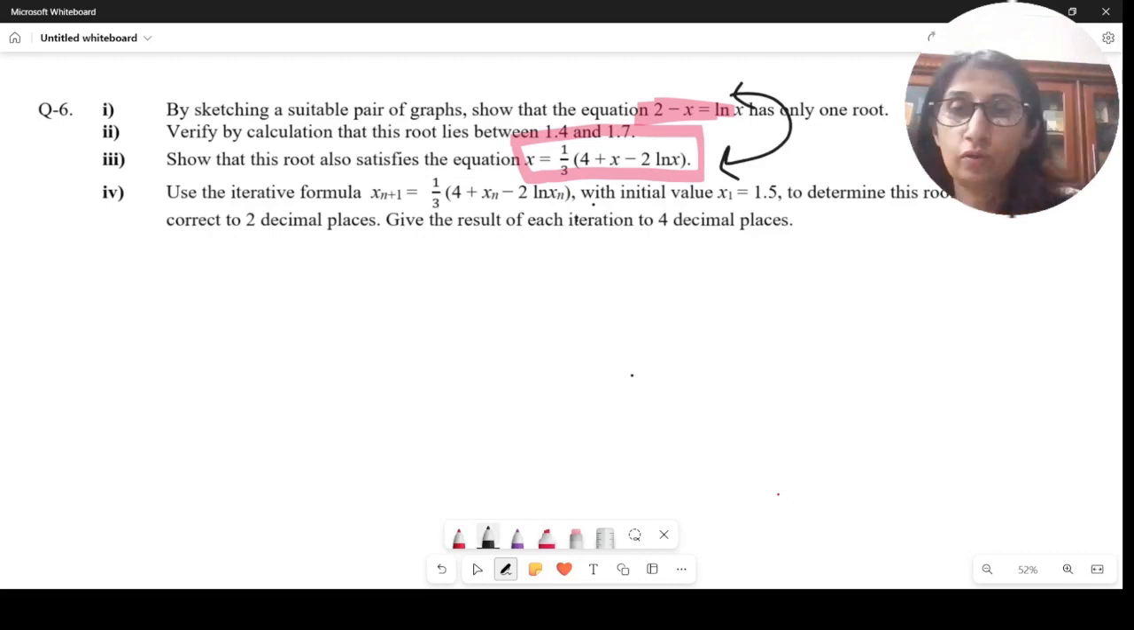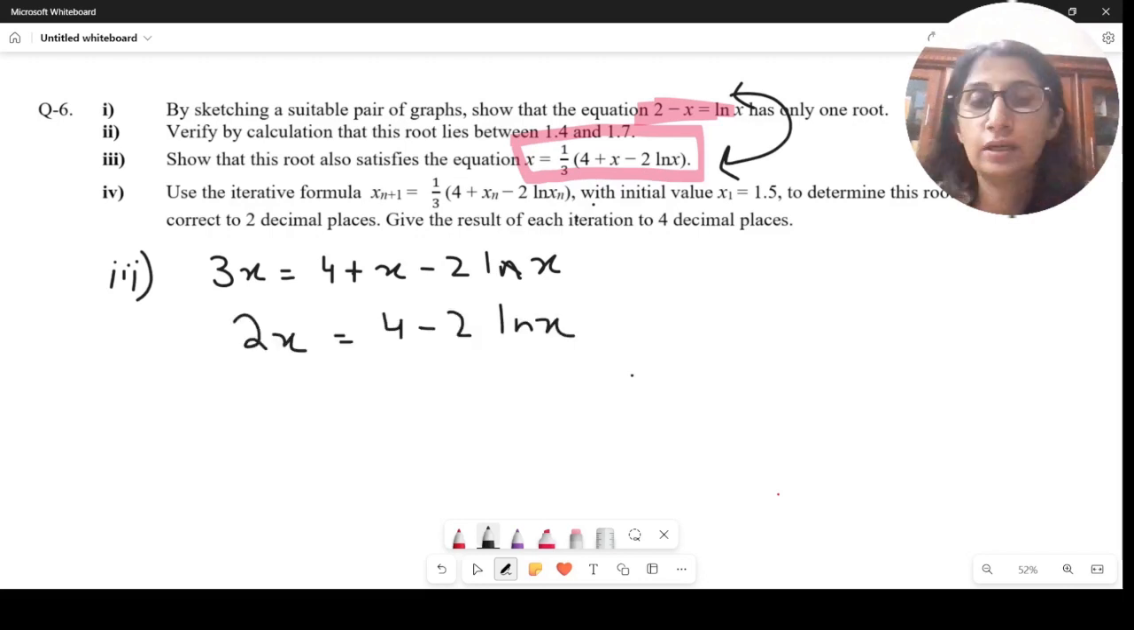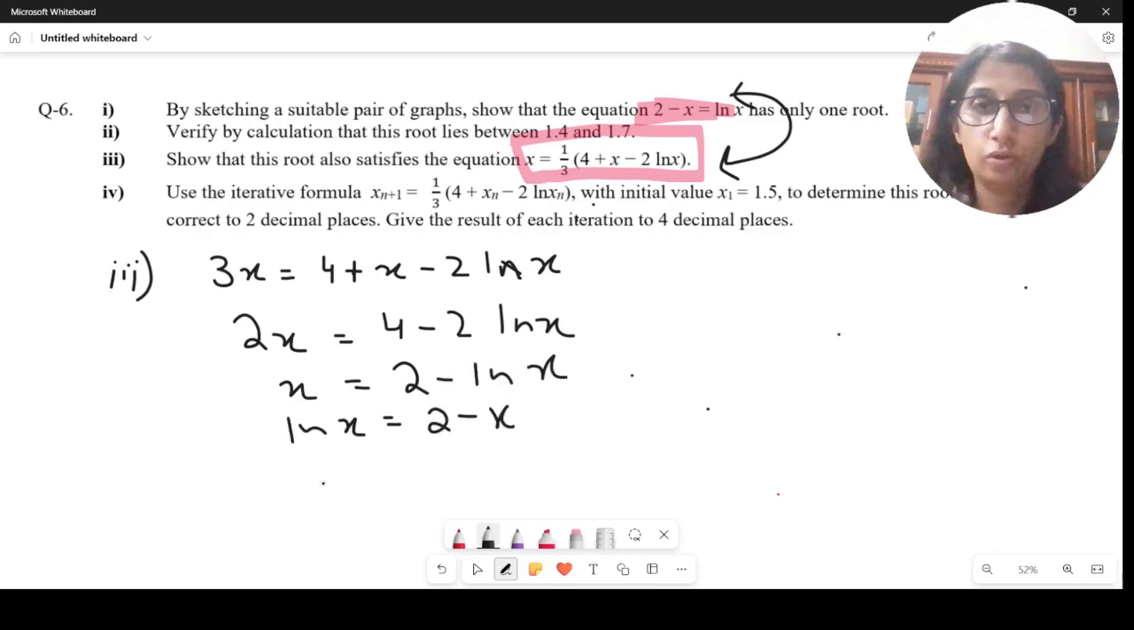So I'm going to rearrange 3 and get the equation in part 1. I'm sending 3 to the other side. 3x equals 4 plus x minus 2 ln x. So that becomes 2x equals 4 minus 2 ln x. That becomes x equals 2 minus ln x. So ln x equals 2 minus x. So you've shown that these two are actually the same equation. So of course, whatever is the root for the equation in part 1 is also the root for the equation in part 2 because they're equivalent equations. So hence shown.